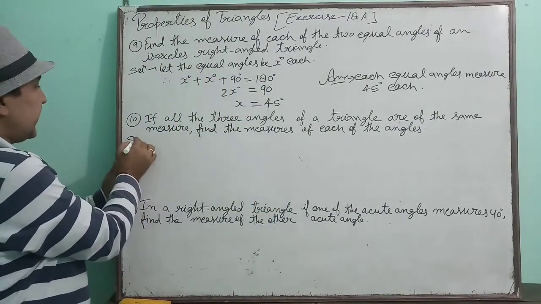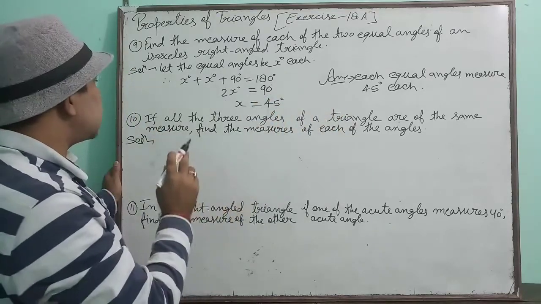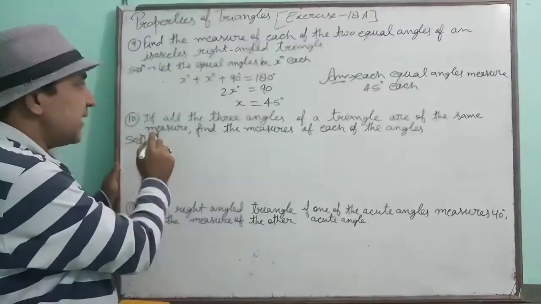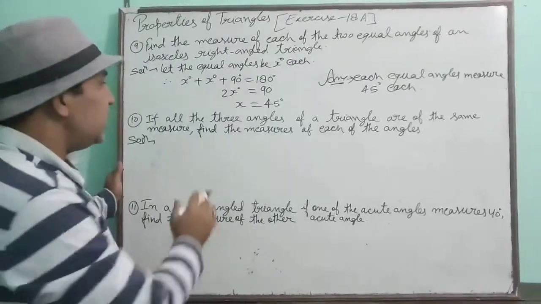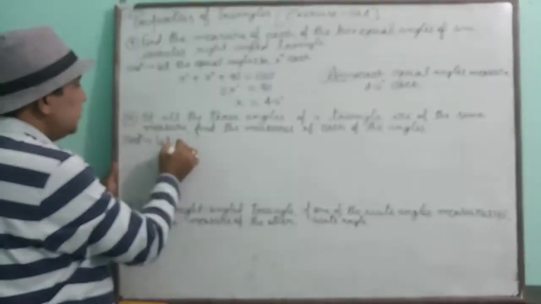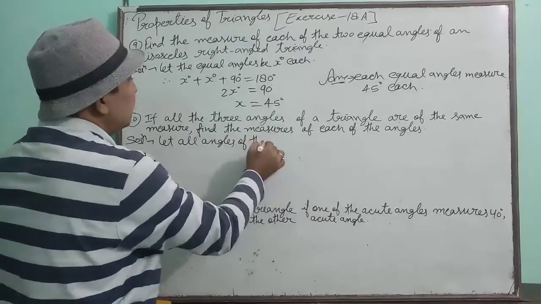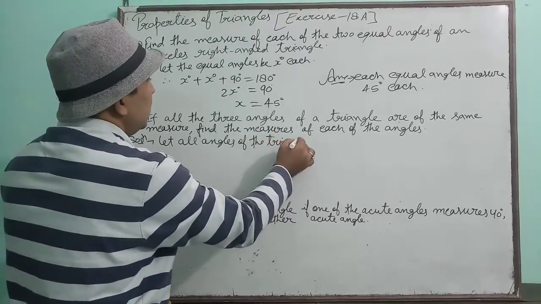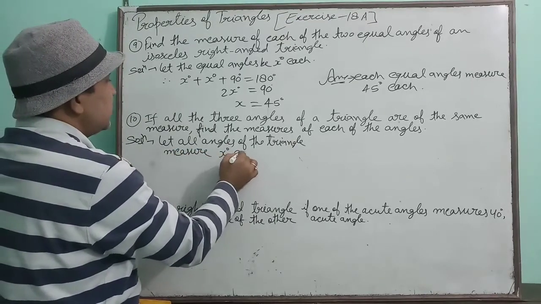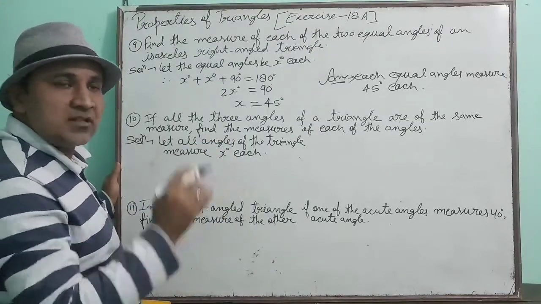Now see the question number 10. If all the three angles of a triangle are of the same measure, we know that in a triangle there are three angles. The question is saying, if all the three angles are equal, then find the measure of each of the angles. This is very easy. Let all angles of the triangle measure x degree each. Okay, all the three angles are equal to x degree each.